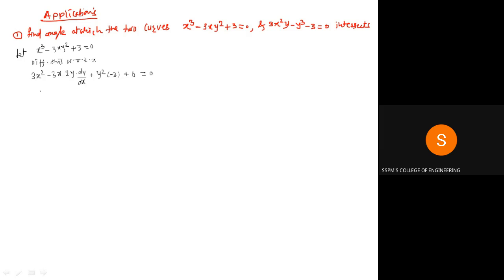If you are simplifying this by dividing by 3, there are 3 on both the sides. So the remaining expression, if we divide by 3, will be x square minus 2xy dy by dx minus y square, that is equals to 0. You can shift that term of 3 from LHS to RHS, and 0 divided by any finite number is 0.